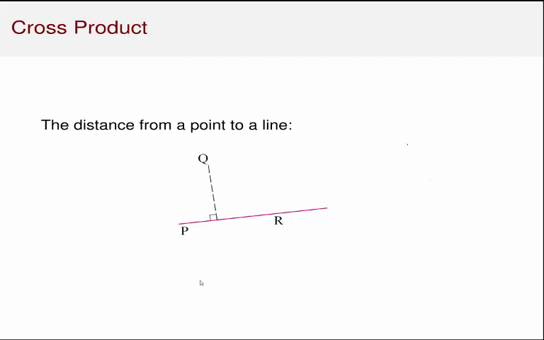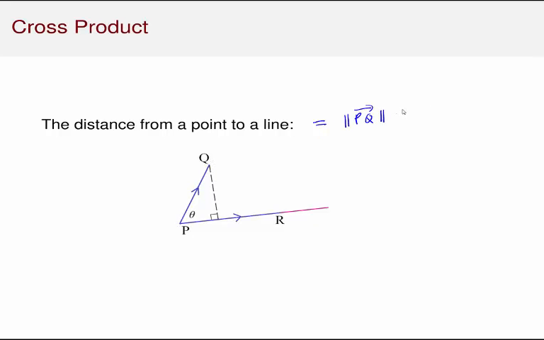To find this distance, we first pick any two points, let's say the points P and R on the given line, and form the following two vectors, one directed from P to Q and the other one from P to R. It now follows from the right angle triangle containing the points P and Q that the distance is equal to the height of this right angle triangle, which can be computed as the length of the vector PQ, which is the length of the line segment from P to Q, times sine theta, where theta is the angle between the vectors PR and PQ.